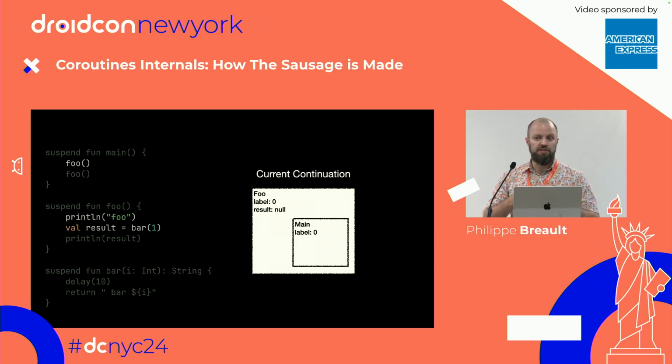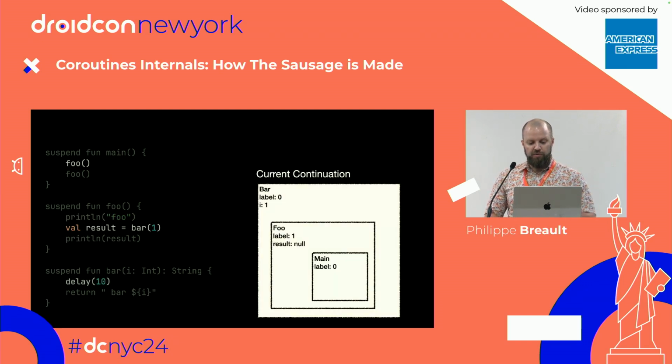It wrapped it with its own continuation, and it's keeping its own state in there. So we're going to call bar. Bar will do the same thing. It will wrap the continuation of foo. Delay, in theory, will do the same thing. It will still wrap bar. It will wait for a second, and it will call back its continuation with resumeWith. But at this point, we return from delay. Now we're going to return from bar.